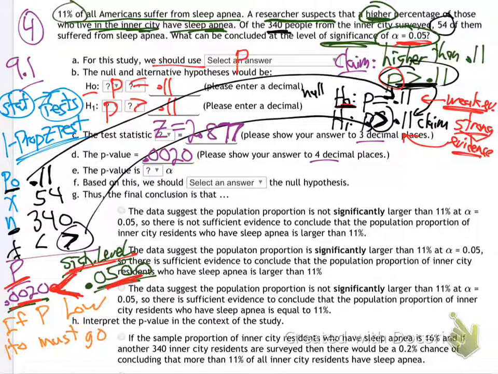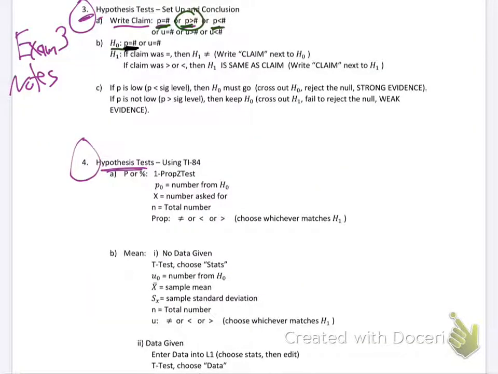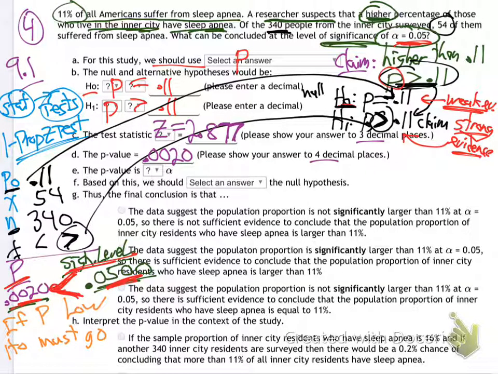That's the statement. You can see all this on the exam 3 notes down here. It tells you what to do on your calculator, one prop Z test. And here's the conclusion. If the P is low, then H0 must go. If the P is not low, then keep H0. So the question is, is our P low? What do we mean by low? How low? Lower than what? Well, look right here. This p-value came out less than the other number. So less is low. This P is low because he came out less.